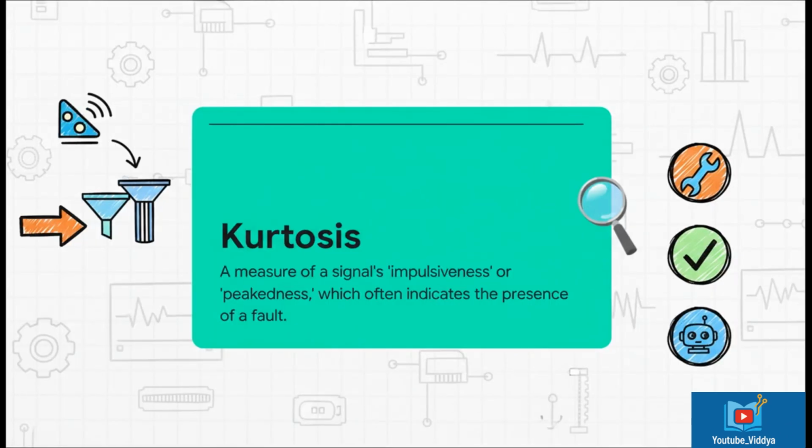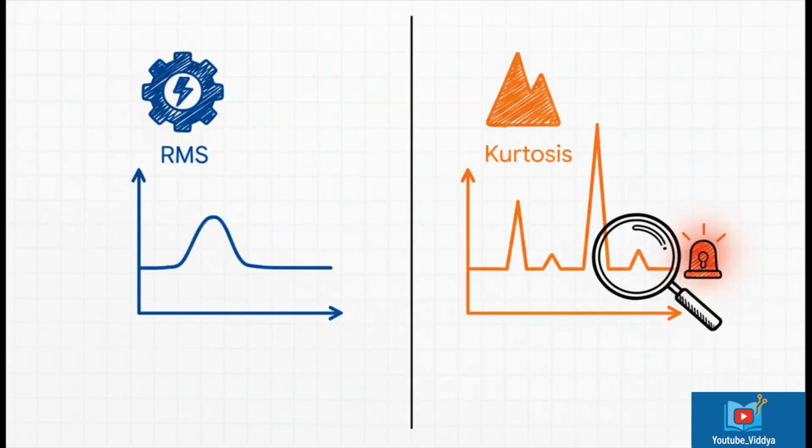So let's really dig into kurtosis for a second. Imagine a perfectly healthy machine. Its vibration signal is usually pretty smooth, kind of like a bell curve. But what happens when a tiny crack starts to form? Well, you get these sharp, repetitive little impacts. And kurtosis, that's just a fancy math term we use to measure exactly how peaky or spiky that signal is getting. And this is what makes it so powerful. The overall vibration energy, the RMS, might look totally normal at first, but the kurtosis value, it'll start spiking. That is our early warning sign that something's wrong.